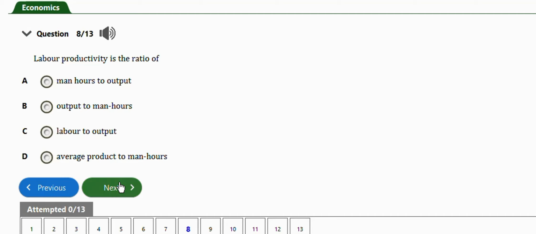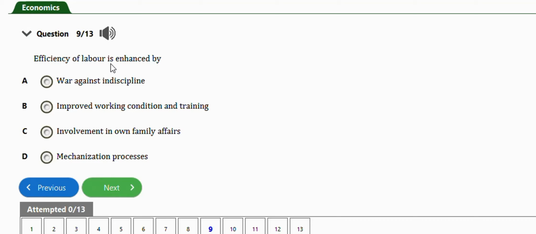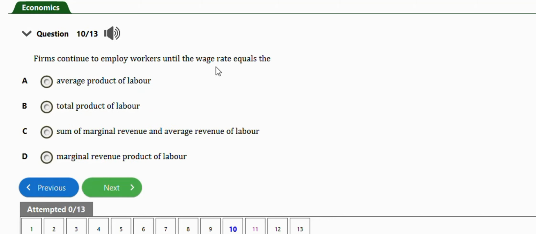Okay, next question is this one. It says efficiency of labor is enhanced by real war against indiscipline, improved working condition and training, involvement in home family affairs, mechanization processes. The right answer is option B, improved working condition and training. Next question is this one. It says firms continue to employ workers until the wage rate equals the average product of labor, total product of labor, sum of marginal revenue and average revenue of labor, marginal revenue product of labor. The right answer is option D, marginal revenue product of labor.